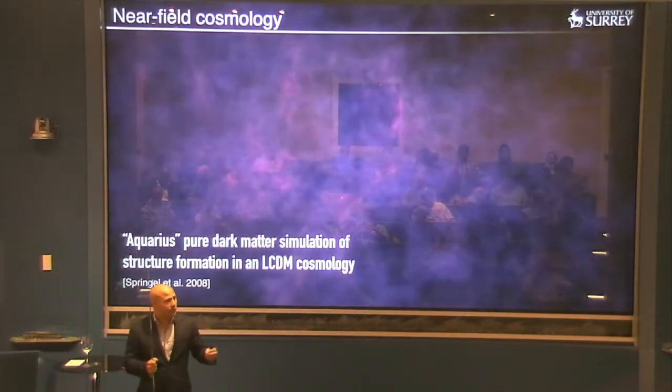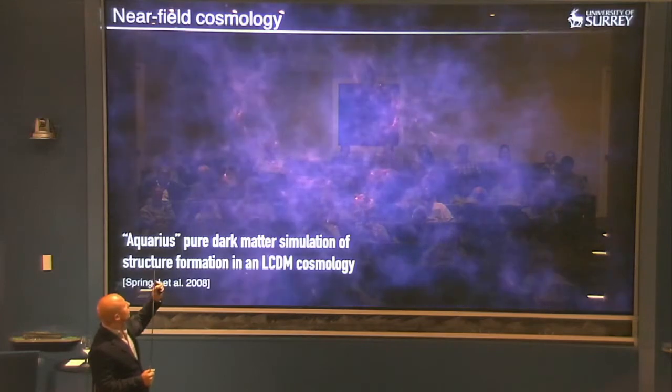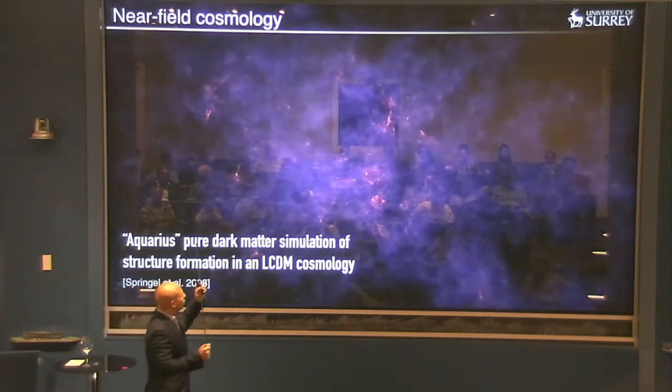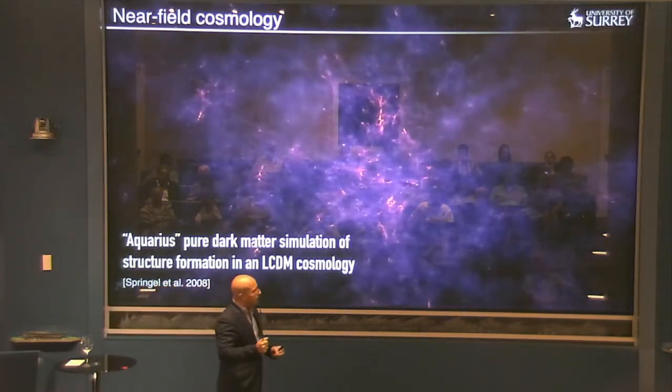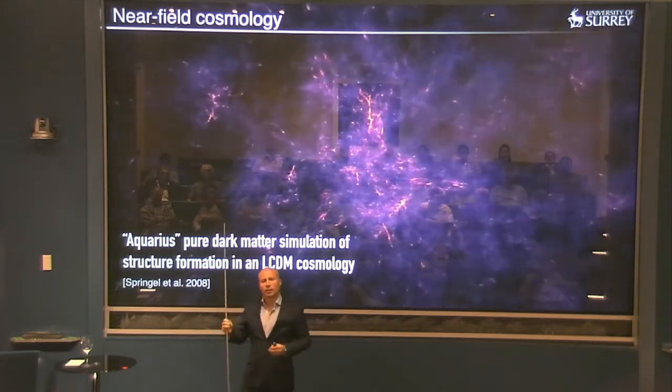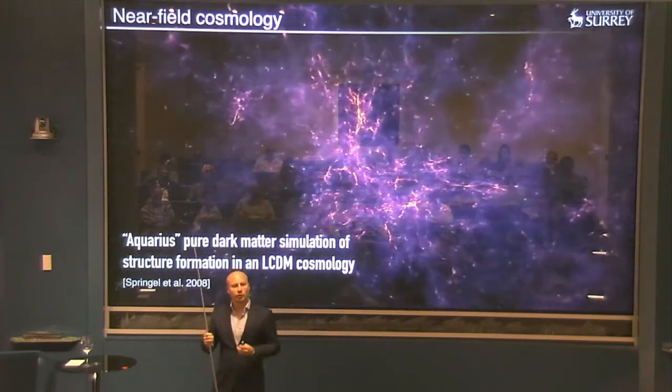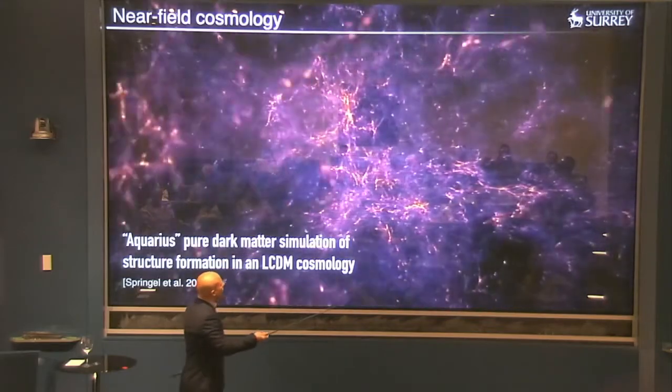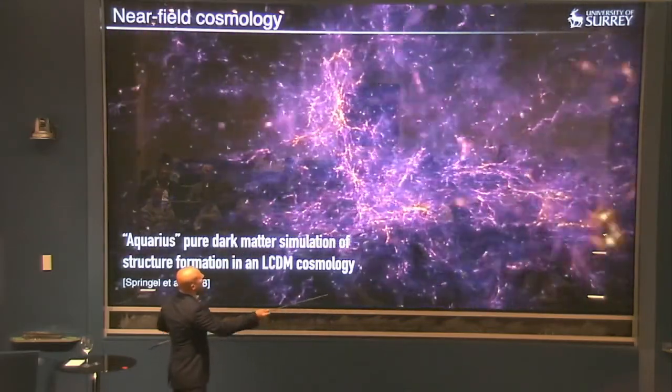And this is a calculation of what the dark matter looks like over the whole history of the universe for a big blob of dark matter that would host a galaxy like our own Milky Way. And you're seeing in this movie the density of that dark matter fluid.